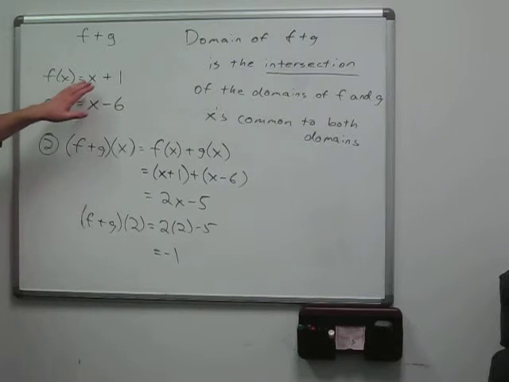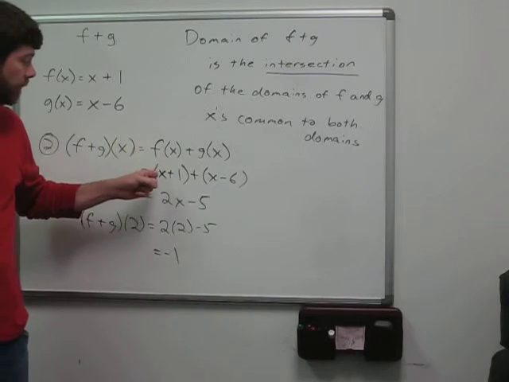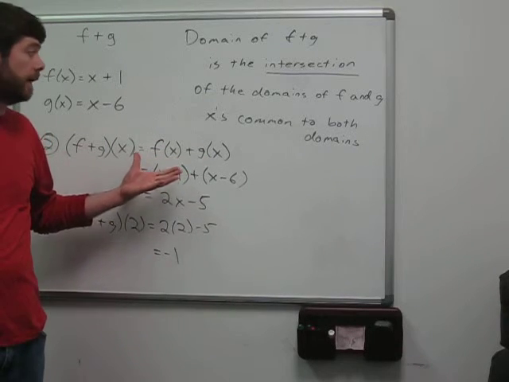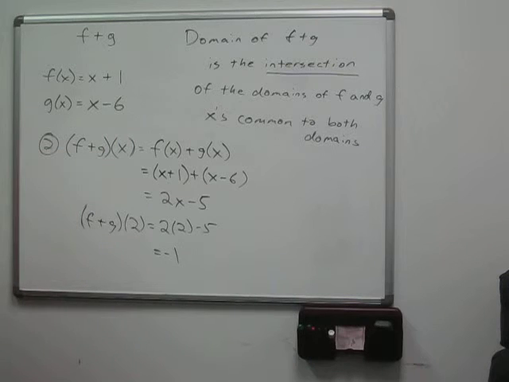Okay. Here, these are both polynomials, so they both have domains all real numbers. And so any number at all, if I put it into f and g, I'm going to get real numbers out. So the domain of f plus g is not terribly interesting here. It's just going to be all real numbers.